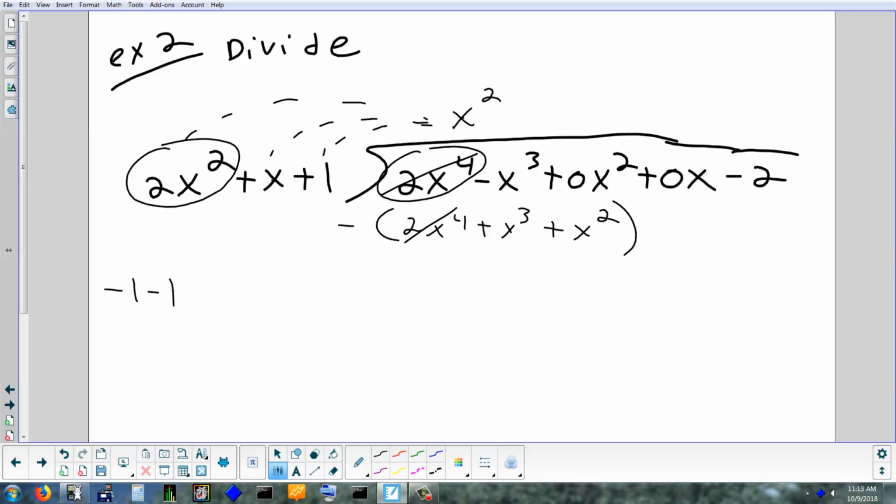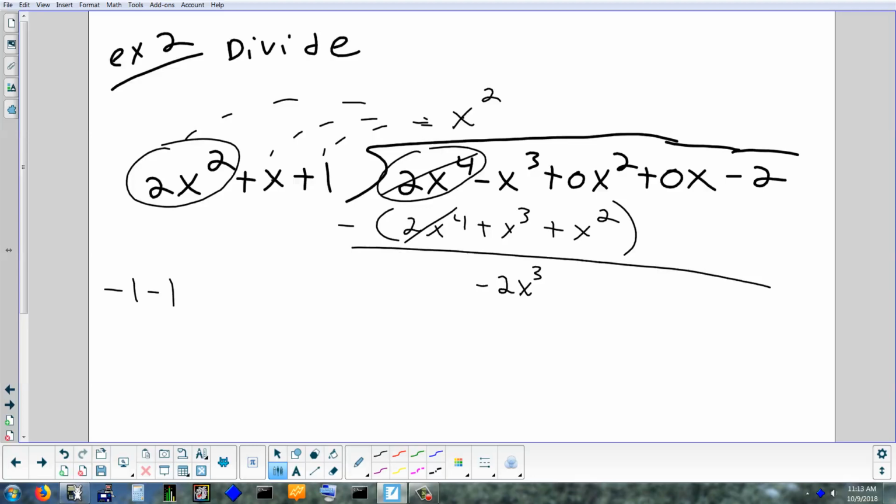Anyone help them out? Yeah? Negative 2x cubed. Right, negative 2x cubed. Okay, so I'm not really going over rules for multiplying and dividing and adding monomials. If you have questions on it, come see me. You might find it in your book, but probably not, because it's more of an algebra 1 thing.